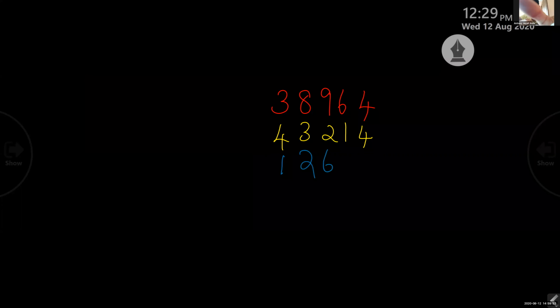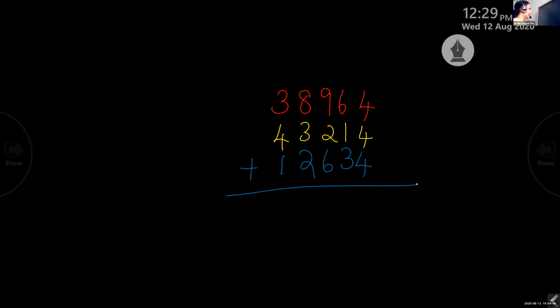Addition. We are going to add 3 numbers: first one, second one, third one. The same rule: you have to add the first 2 numbers. 4 plus 4, 8. 8 plus 4, 12. Like that you have to add. Do it alone. Then I will ask.